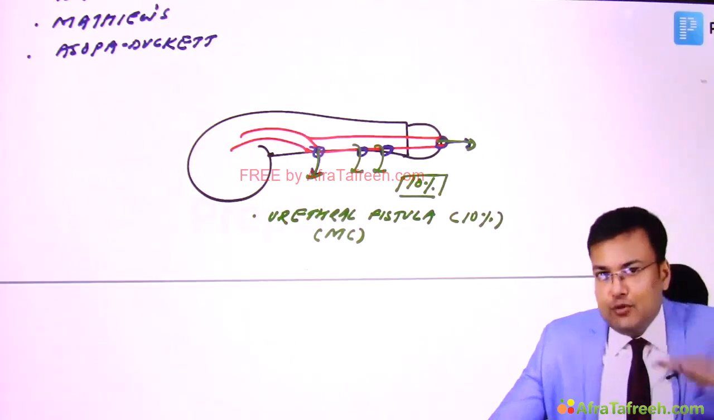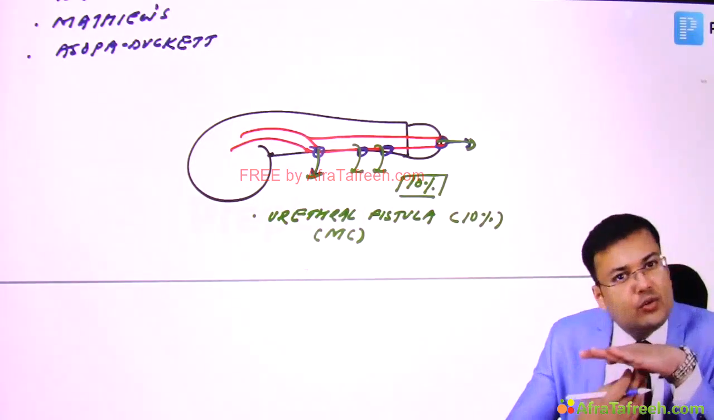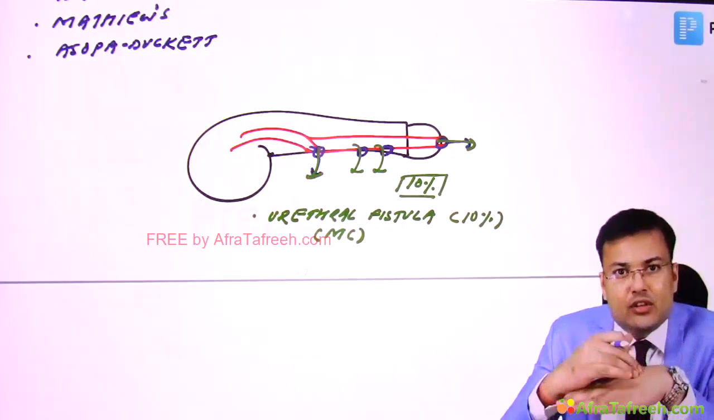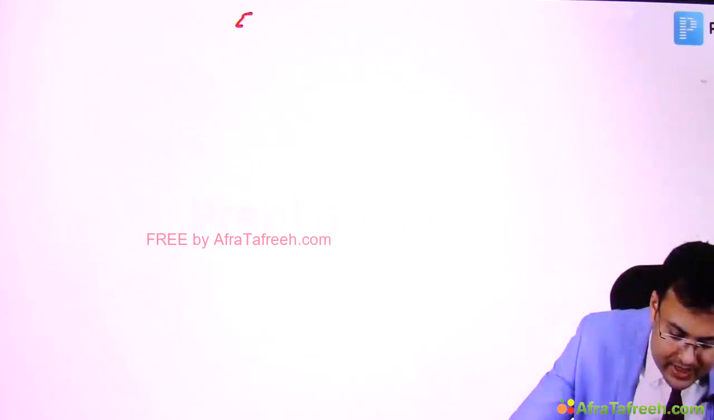Just opposite of hypospadias. In hypospadias, the opening is over the ventral aspect. In epispadias, it is over the dorsal aspect. So have a look. Epispadias.